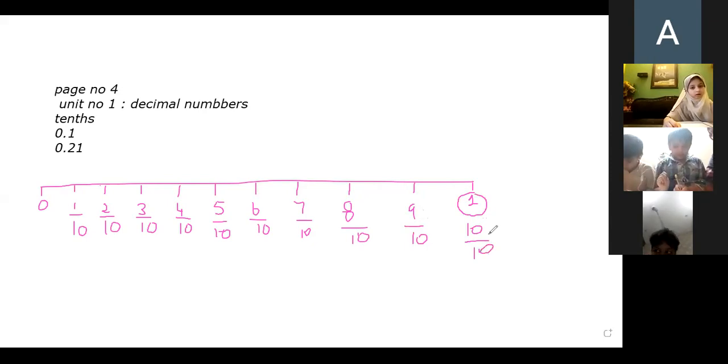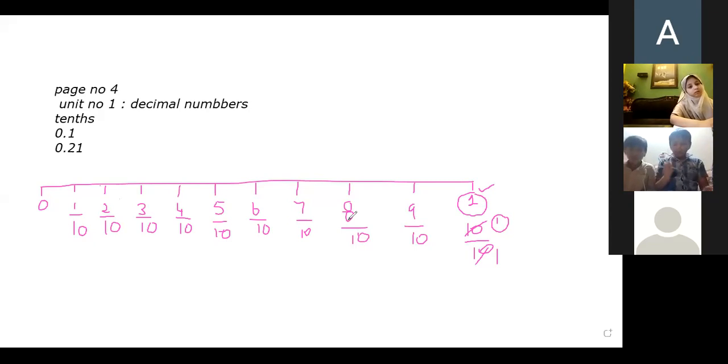So if 10 ones are 10 and 10 ones are 10, what do I get? I get 1. So what do I write here? 1. You can see from 0 to 1, I have 10 equal parts. I divided 0 and 1 into 10 equal parts to get my 10th value. The 10th value always comes after the point.